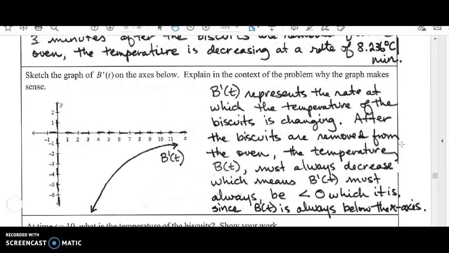It's the rate at which the temperature of the biscuits is changing. So after the biscuits are removed from the oven, the temperature must always decrease. I didn't say that, but maybe you did. So b prime must always be negative, less than 0, and it's always below the x-axis.